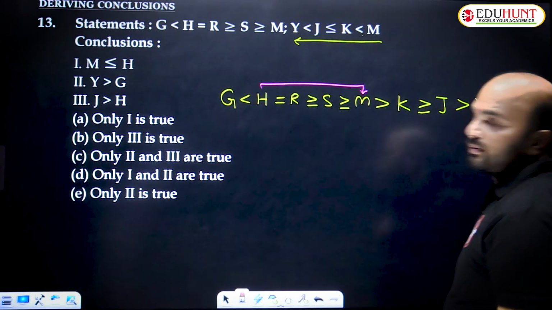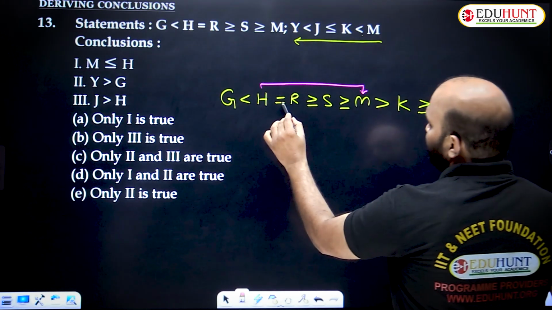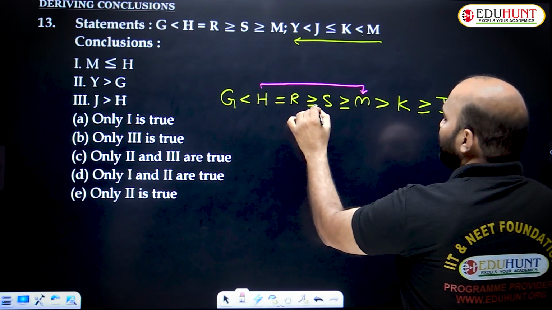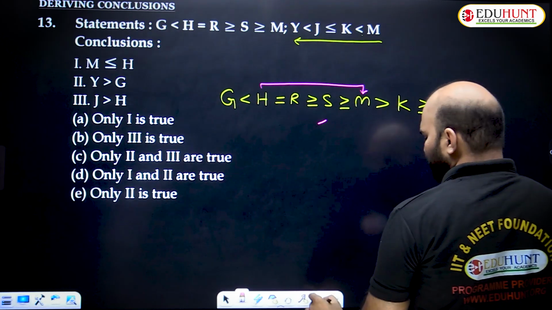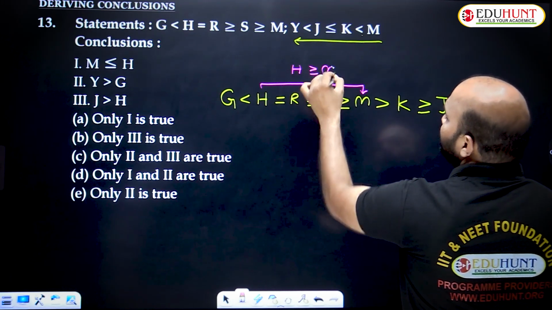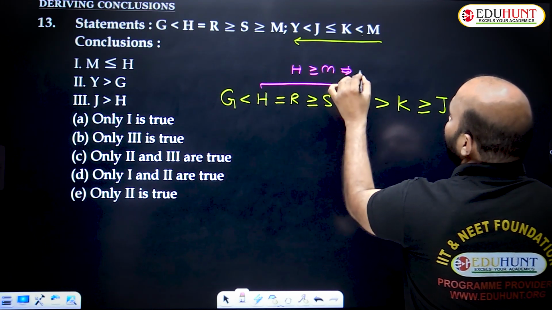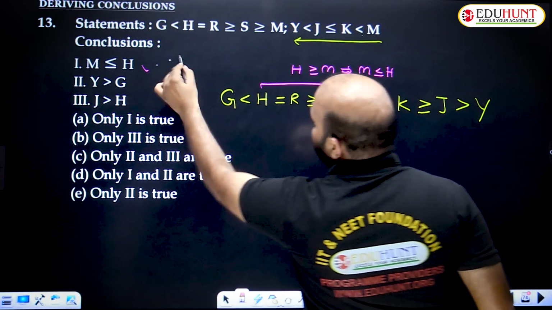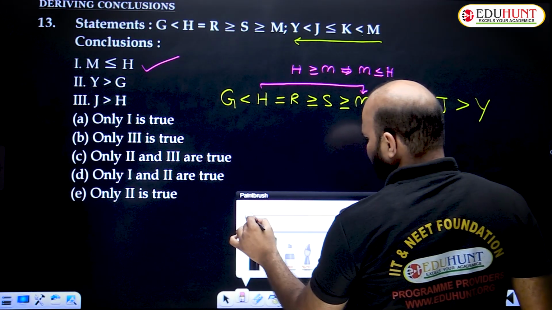H to M. How many symbols are compared? Two symbols: equal to, and greater than or equal to. So equal with another relation, greater than or equal, the other symbol will be obtained at final. So H is greater than or equal to M. From M it can be written M is less than or equal to H. So the first one is true.